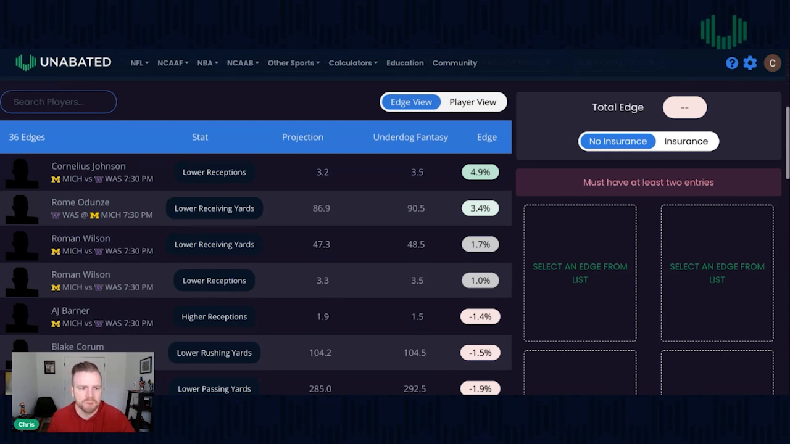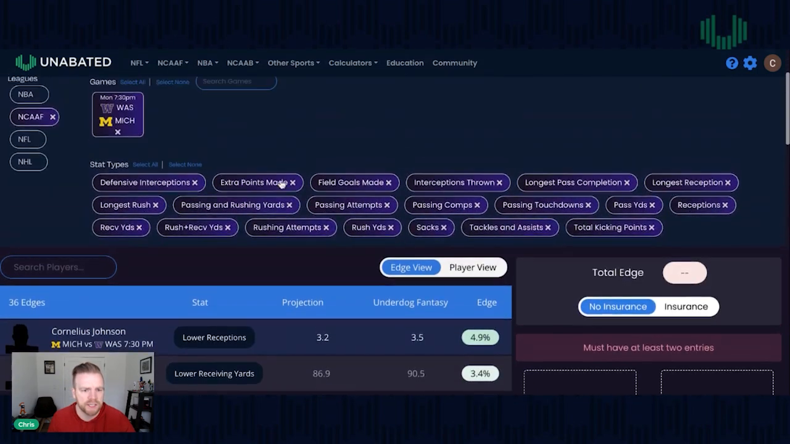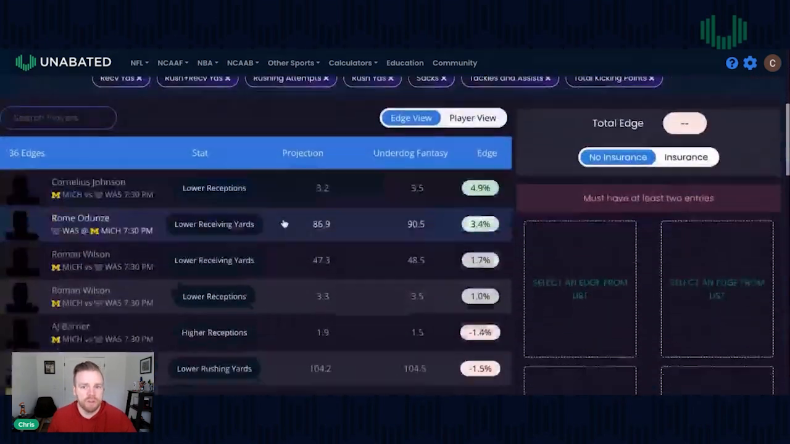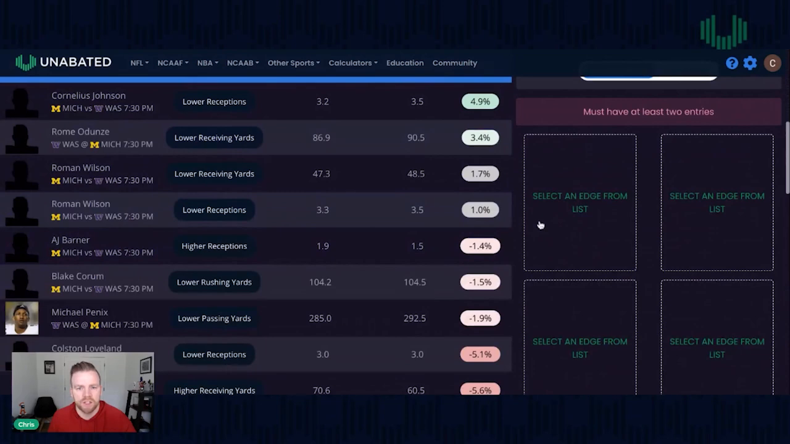But specifically looking at Washington, we see Odunze at the top. We like an under here at 3.4%. This is pretty low. Typically, we see something in the high 20s to 30s as one of our top ones. Really, this is a question mark of what happens with Dylan Johnson. If he is out or very limited, do they pass more?